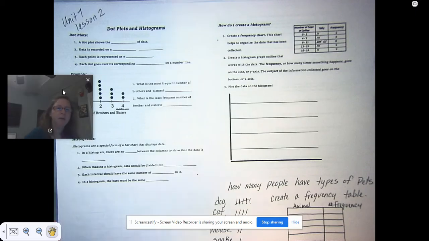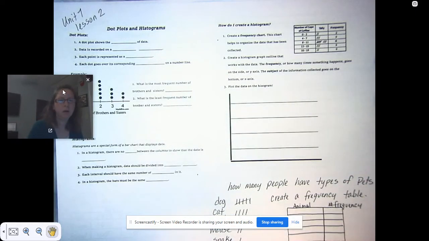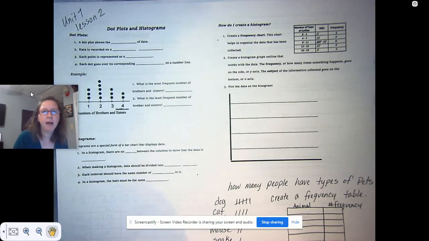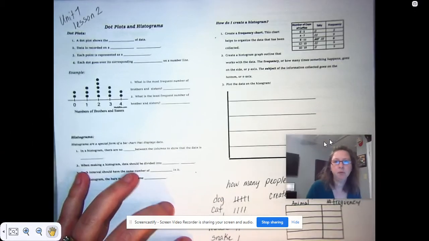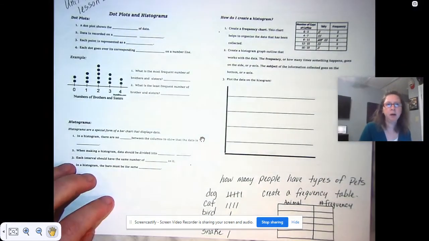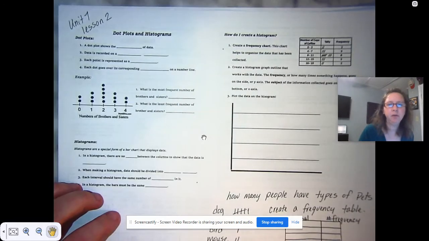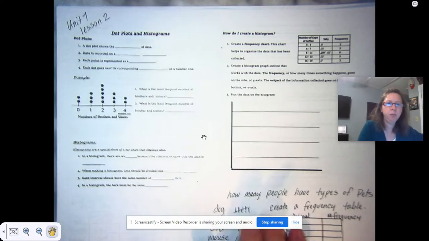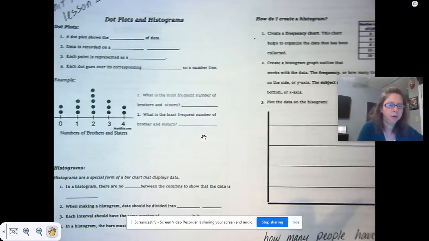Hey guys, today we are going to talk about dot plots and histograms as well as frequency tables. So let me move this over here. We're working on Unit 7, Lesson 2, and this lesson should be fairly easy for you. Okay, so let me go ahead and zoom in so we can see a little better.